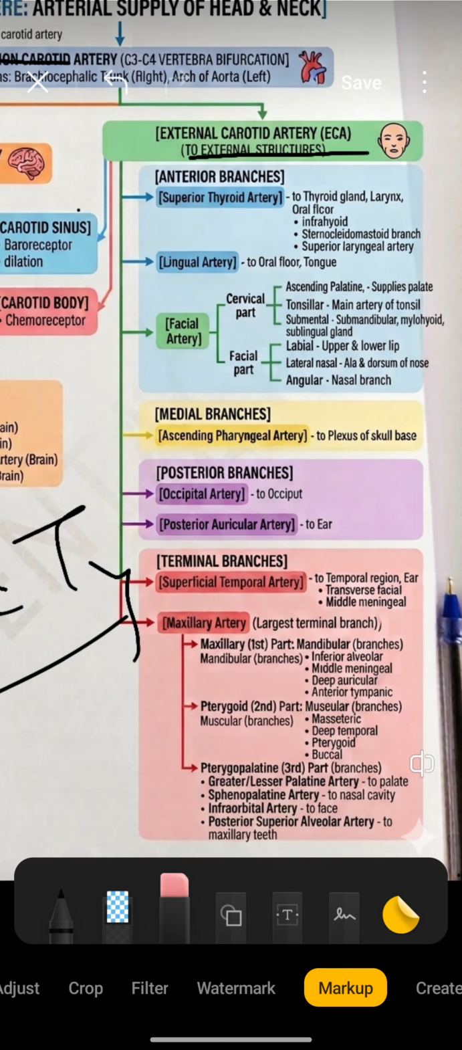Okay, when you learn about the thyroid gland, you generally know how it comes, and during surgery how it is ligated.